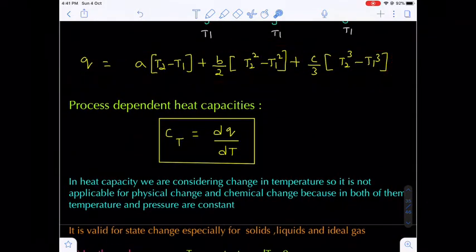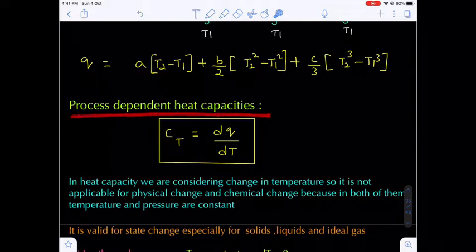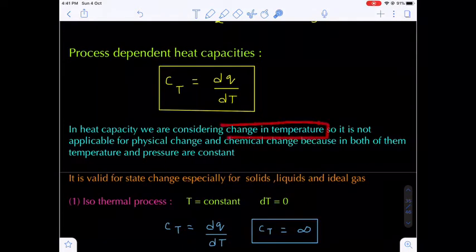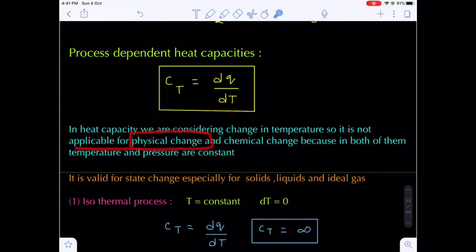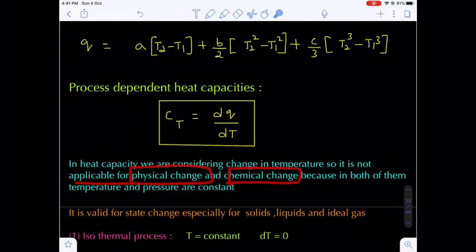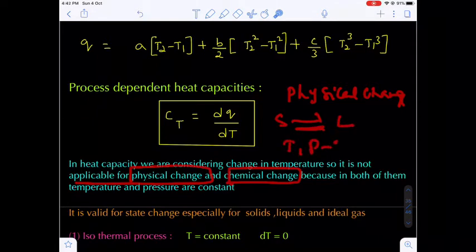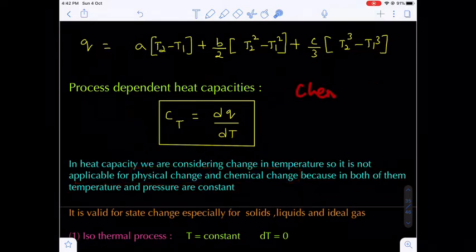Now, process dependent heat capacity, depending upon the process. The total heat capacity Ct will be equal to dq by dT. In heat capacity we are considering the change in temperature, so this process dependent heat capacity will not be applicable to physical changes as well as chemical changes. Do you know, in a physical change, let's suppose solid to liquid or liquid to solid, temperature and pressure are considered to be constant? Yes.